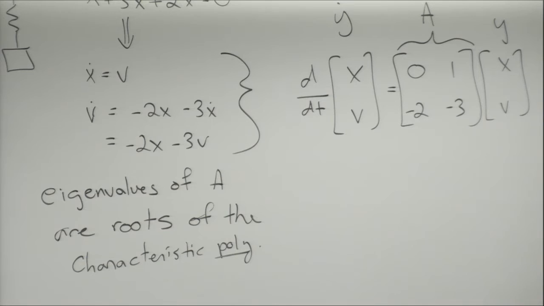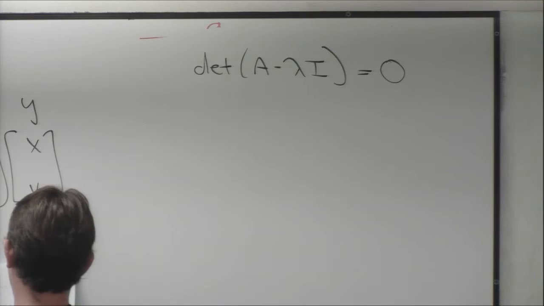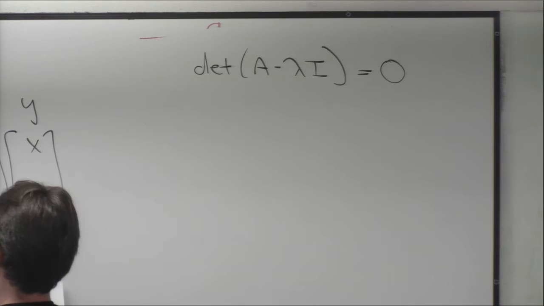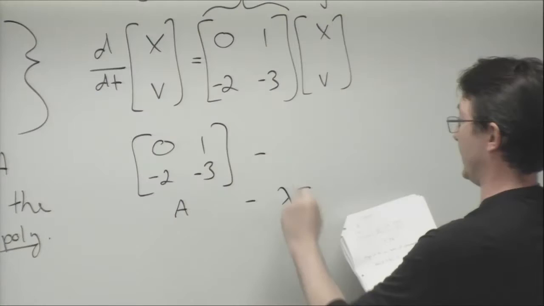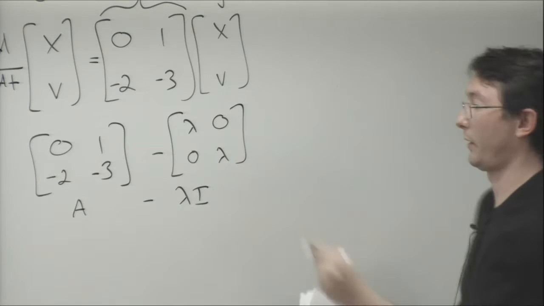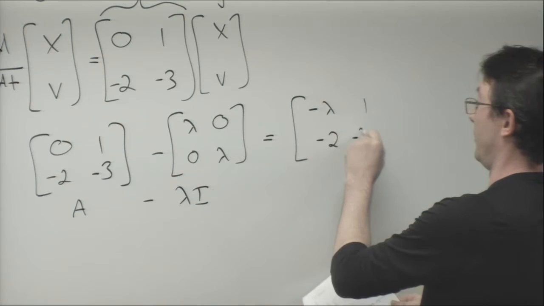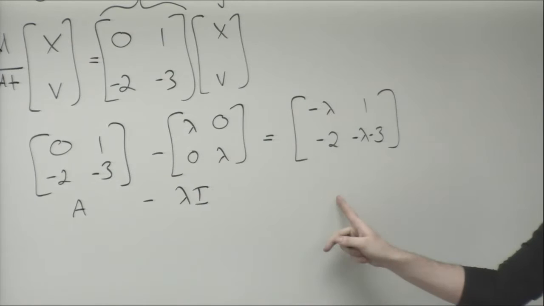And so I have A minus lambda times the identity. That's just lambda, 0, 0, lambda, right? Lambda times the identity matrix. A minus lambda I is equal to minus lambda, 1, minus 2, minus lambda minus 3. Okay, A minus lambda I is this matrix. And I want to take the determinant of this matrix and set it equal to 0.